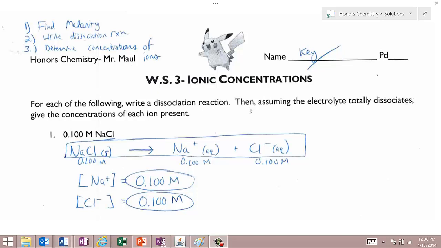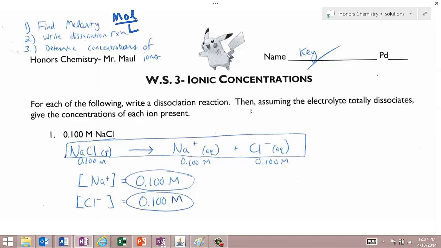This is a quick video just showing some hints for help on worksheet 3, ionic concentrations. For all of these problems, the first thing you need to do is find the molarity, and that's going to be the number of moles per liter of your solution. So you just take the number of moles divided by the liters of total solution, but you must have moles and you must have liters.